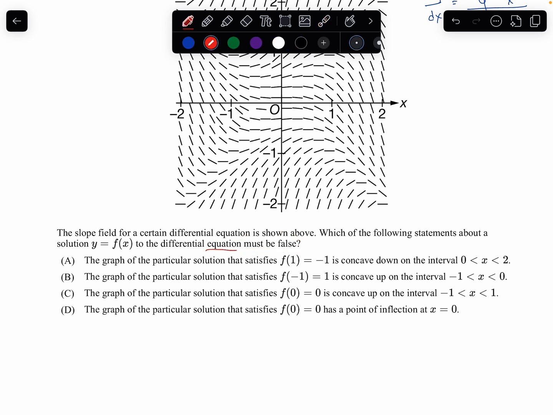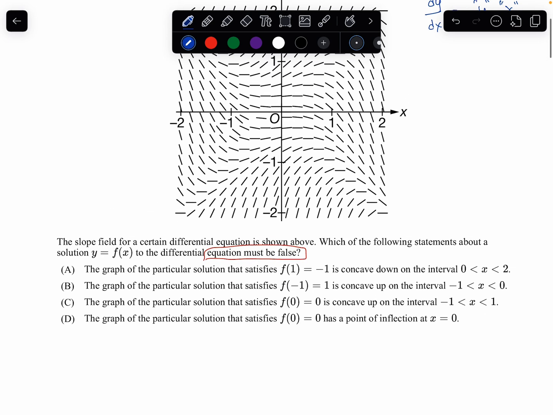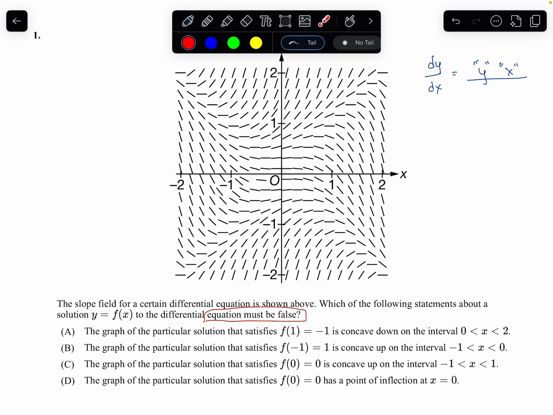So I'm going to mark that here before I forget, because sometimes I forget that what I'm looking for is false, not true. The graph of the particular solution that satisfies f(1) = -1 is concave down. So let's go ahead and check here. We've got 1, negative 1. Let me do my best to get that point right there. So that might be right here. This is a point on the curve, and if you follow these little tangent lines, sometimes you can get an idea of what it's supposed to look like.